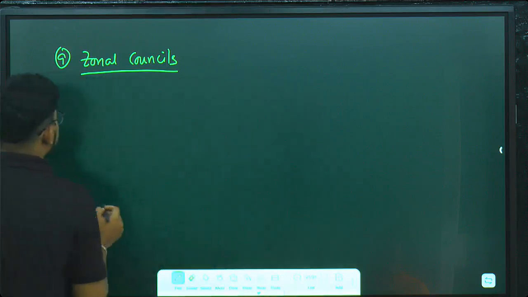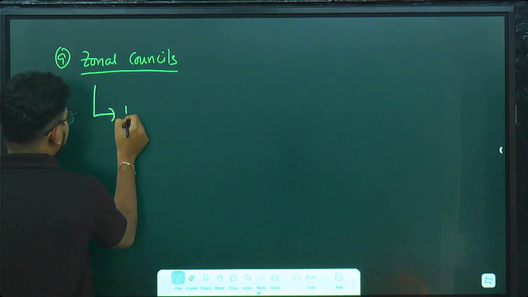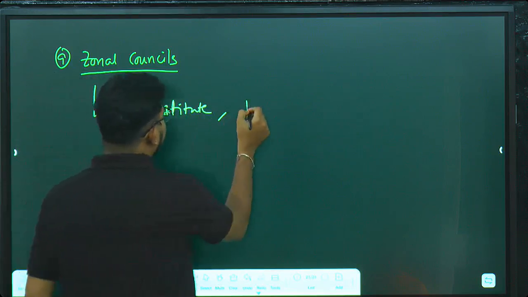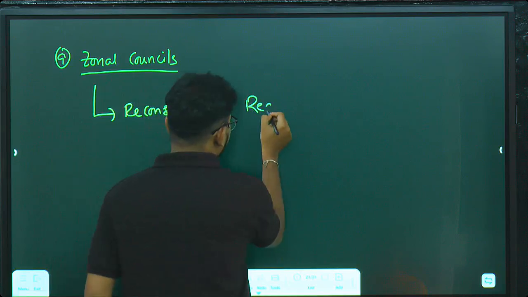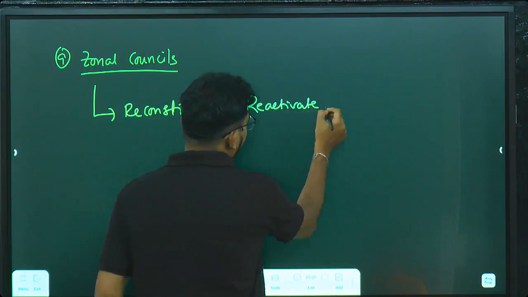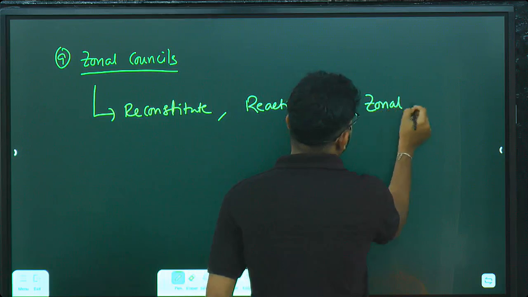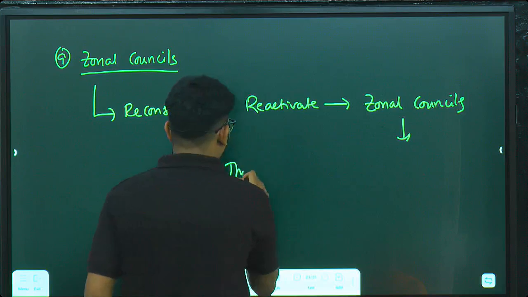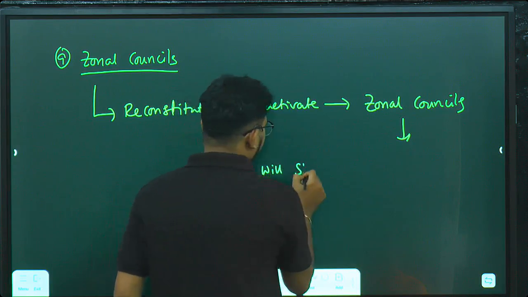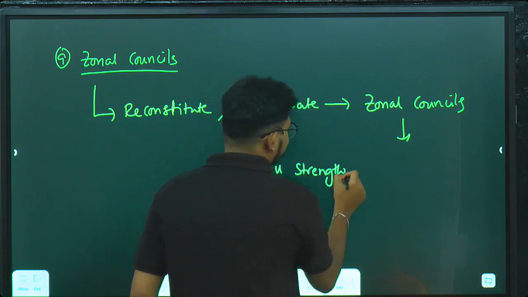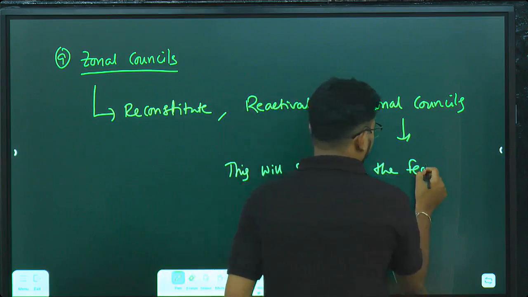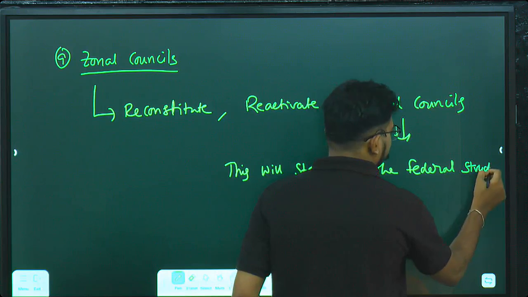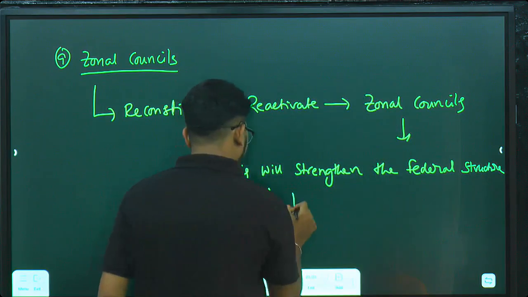So what the Sarkaria Commission is recommending is to reconstitute and reactivate zonal councils. This will strengthen the federal structure of the country.